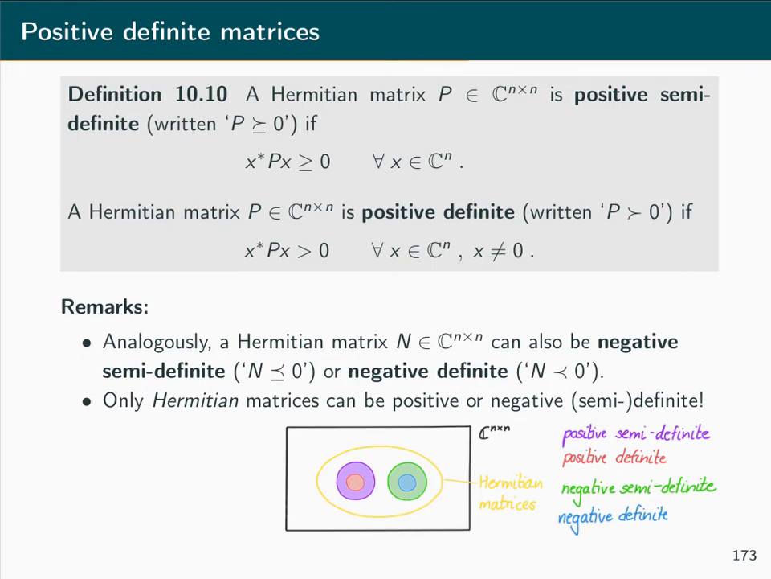And in the same way, the set of negative semi-definite matrices is a subset of the set of Hermitian matrices, which is disjoint from the set of positive semi-definite matrices, and which contains entirely the set of negative definite matrices. Note that there also exist some Hermitian matrices in this subset here, which are neither positive semi-definite nor negative semi-definite, and these types of matrices are also called indefinite.